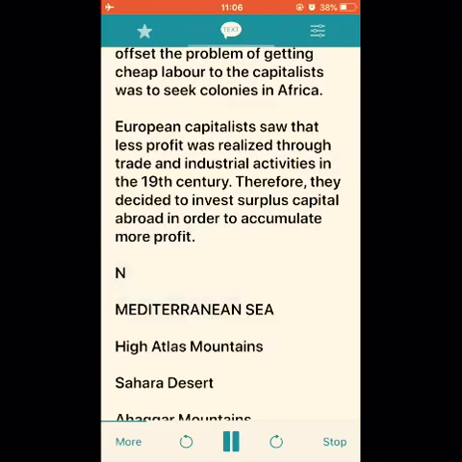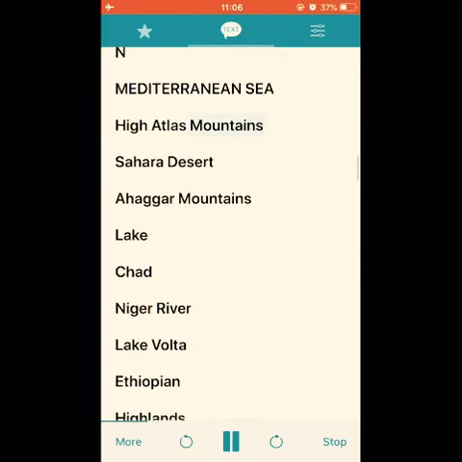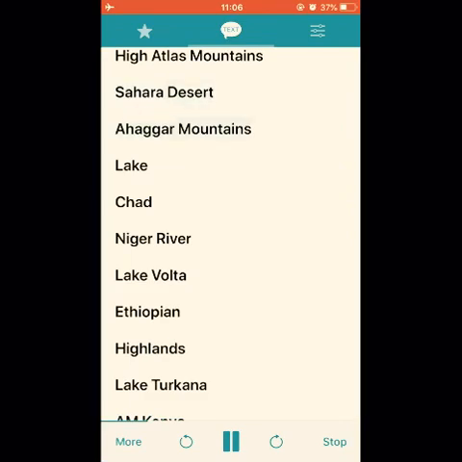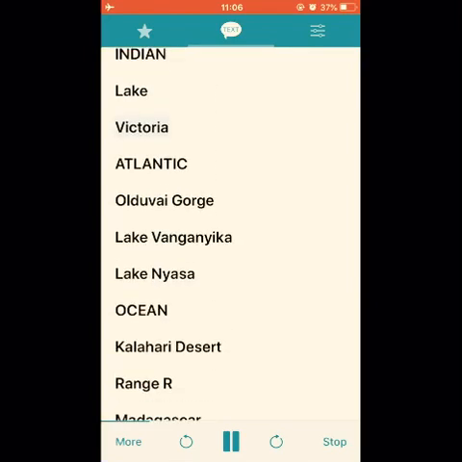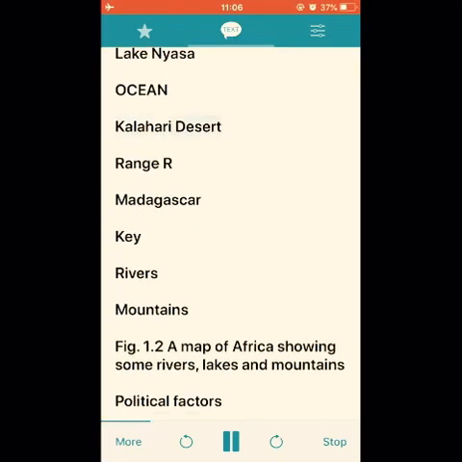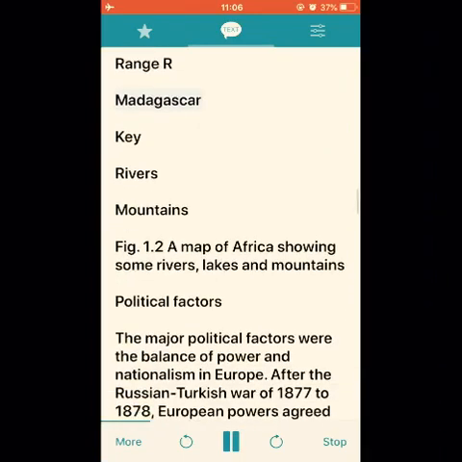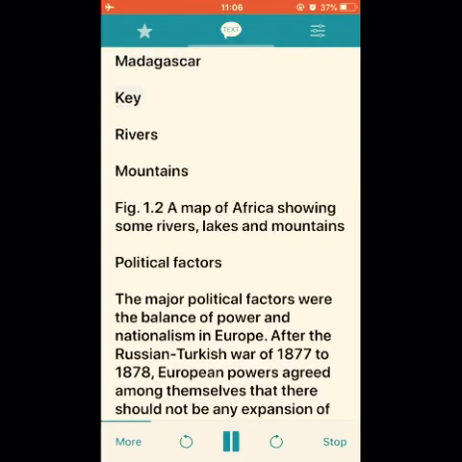Figure 1.2a Map of Africa showing some rivers, lakes and mountains, including the Mediterranean Sea, High Atlas Mountains, Sahara Desert, Ahaggar Mountains, Lake Chad, Niger River, Lake Volta, Ethiopian Highlands, Lake Turkana, Mount Kilimanjaro, Lake Victoria, Olduvai Gorge, Lake Tanganyika, Lake Nyasa, Kalahari Desert, Madagascar, and the Atlantic and Indian Oceans.